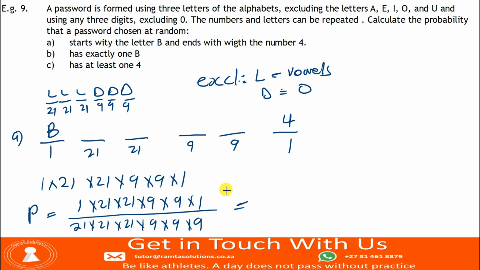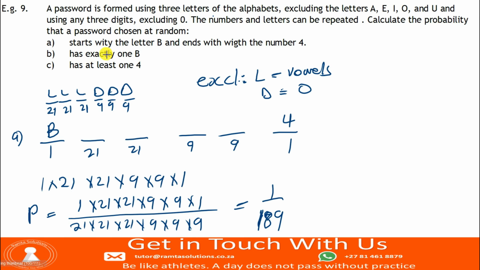Over 21 cubed multiplied by 9 cubed. Now our answer is simply 1 over 189. The probability that a password will start with letter B and end with the number 4 is 1 over 189. Okay, perfect. Now let's then proceed to number B.